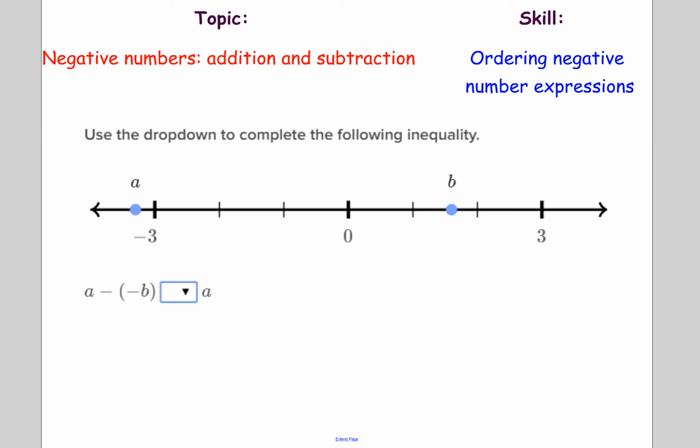Hello, everybody. We're going to work on ordering negative numbers. Sorry, ordering negative number expressions. So use the drop down to complete the following. I'm going to tell you right now the choices are going to be either greater than, less than, or equal to. All right, so it's going to be one of those choices. So let's see which one is correct.